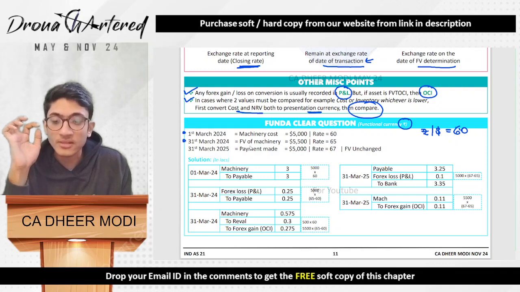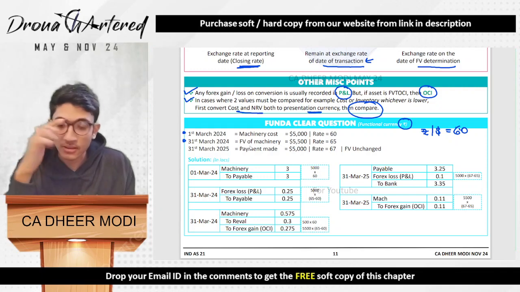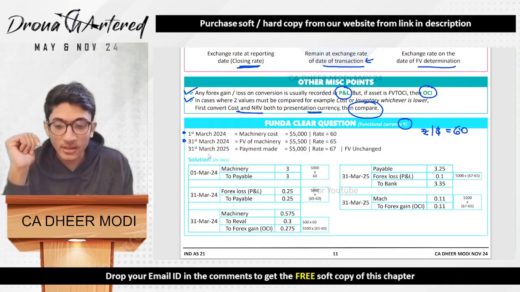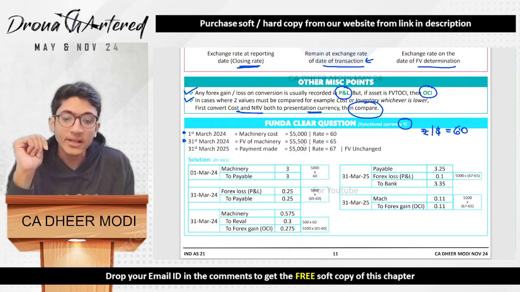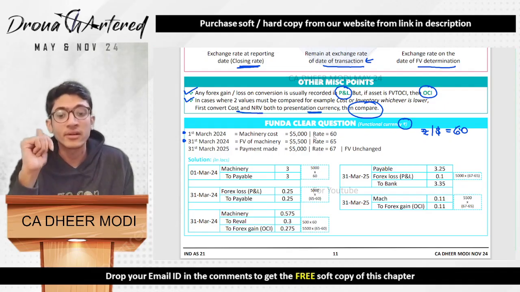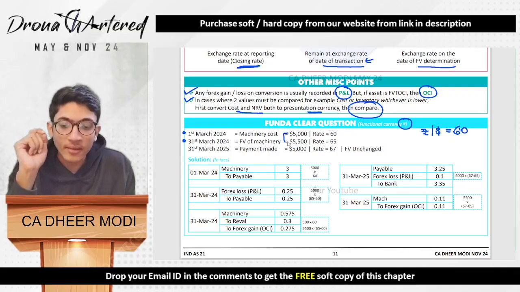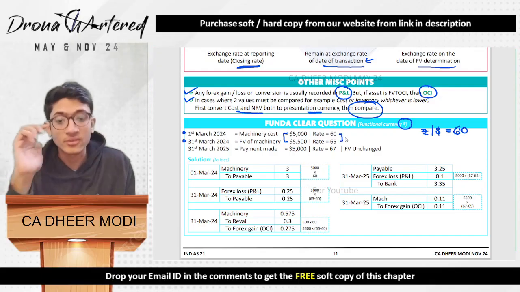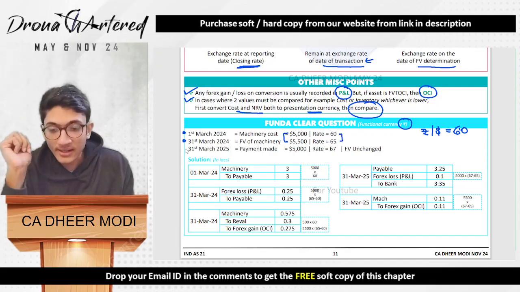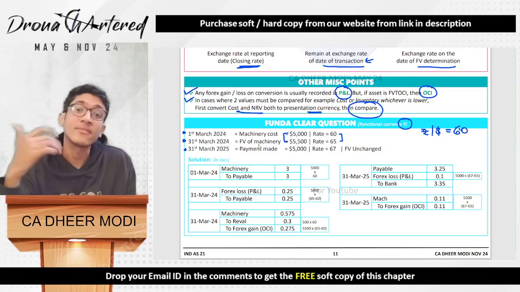Then 31st March. Why is 31st March important? Because it is your closing date. On 31st March, the fair value of the machinery turns to 5,500 and your rate becomes 65. So you see two changes have happened. First, 5,000 changes to 5,500, and the rate changes from 60 to 65. And last is 31st March 2025, that is after 1 year.